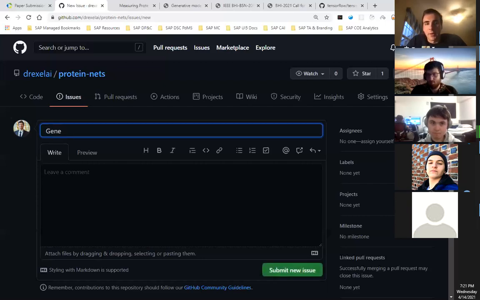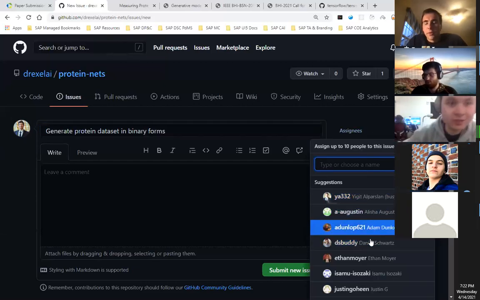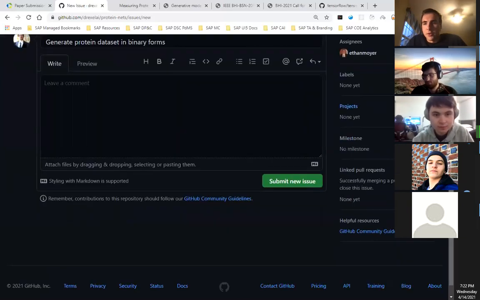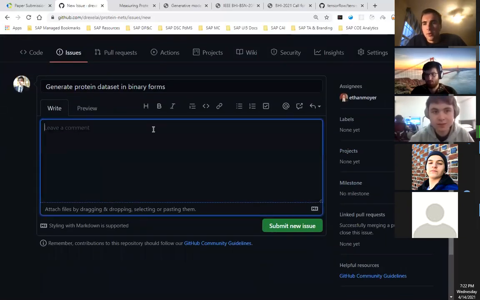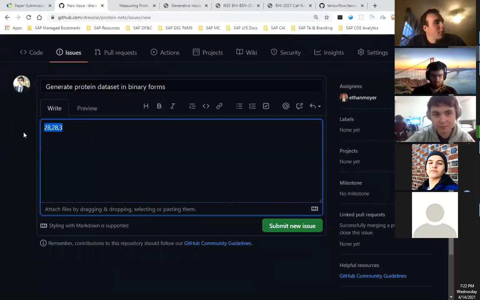What I'll do is I'll generate the protein binary files, and I'll probably just generate a data set. They'll all be real structures, right? Right. Do we want to restrict ourselves with the size of these structures? What do we want to do? Can you make it 70 by 70 by 70? Okay. Yeah. Or the smallest. Okay, let's do that.